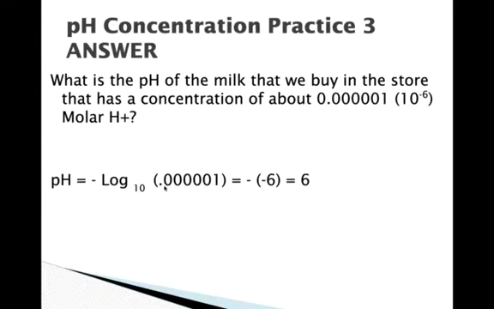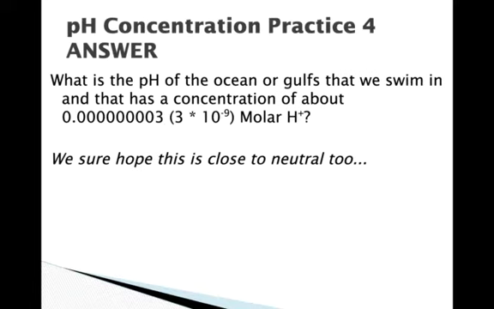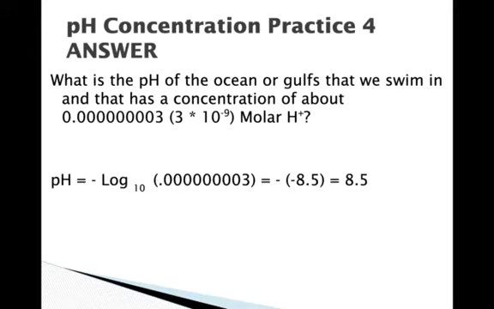We plugged in either 0.000001 or 10 to the negative 6 into our formula. Our pH is 6. And we could do the pH of bodies of water, oceans, hoping this is close to neutral too, so that we don't have to worry about our skin burning off as we swim. Plug that number into our formula. We get a pH of about 8.5. Safe enough.